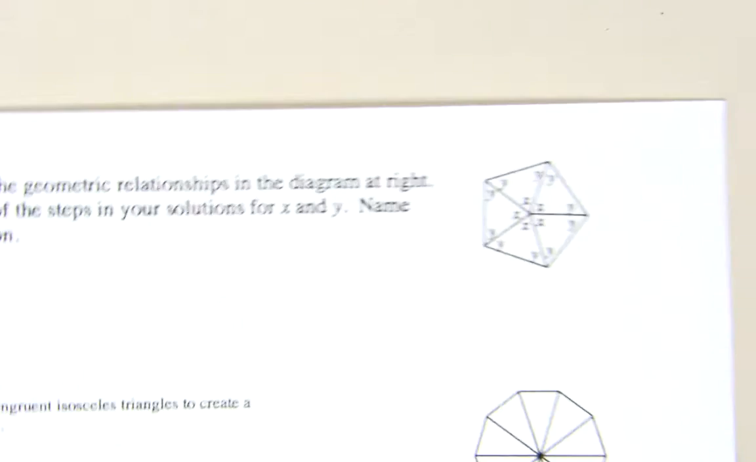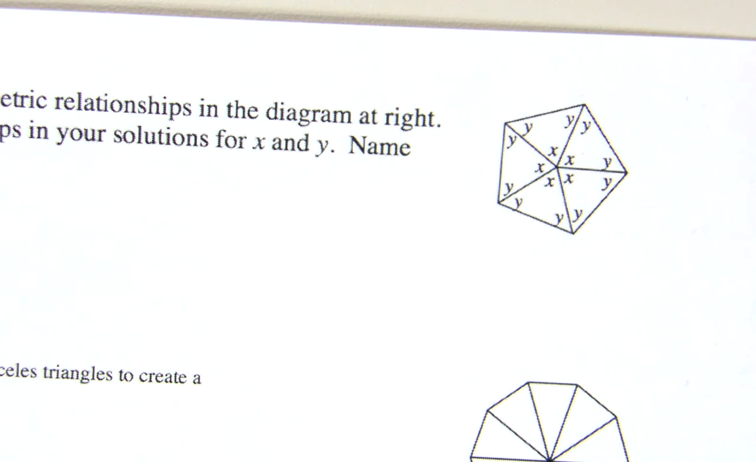Okay, so let's see, we have 1, 2, 3, 4, 5, so it's obviously a pentagon of some sort, and then, I guess since every angle is pretty much the same, that would make it a regular polygon, which makes us very happy because now we can do what we know how to do.